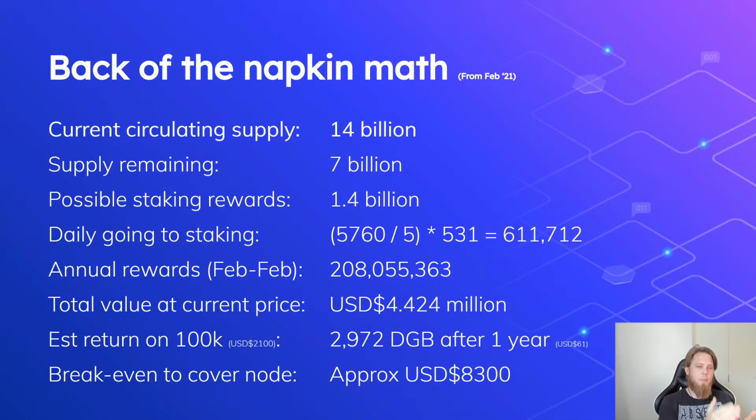Now, if we take the annual rewards from February 2021 to February 2022, you'll get approximately 208 million DigiByte, because the emission slows by about 1% each month. So this means that the total annual value of all staking rewards for February 2021 to February 2022 would be worth, give or take, $4.4 million US, which isn't actually too shabby in the grand scheme of things. But if you were to go out and buy 100,000 DigiByte, which is just a number that I've plucked out of thin air, then at an estimate based on staking rough reward amounts, you'd probably receive a little under 3,000 DigiByte a year, which is currently around about $60.